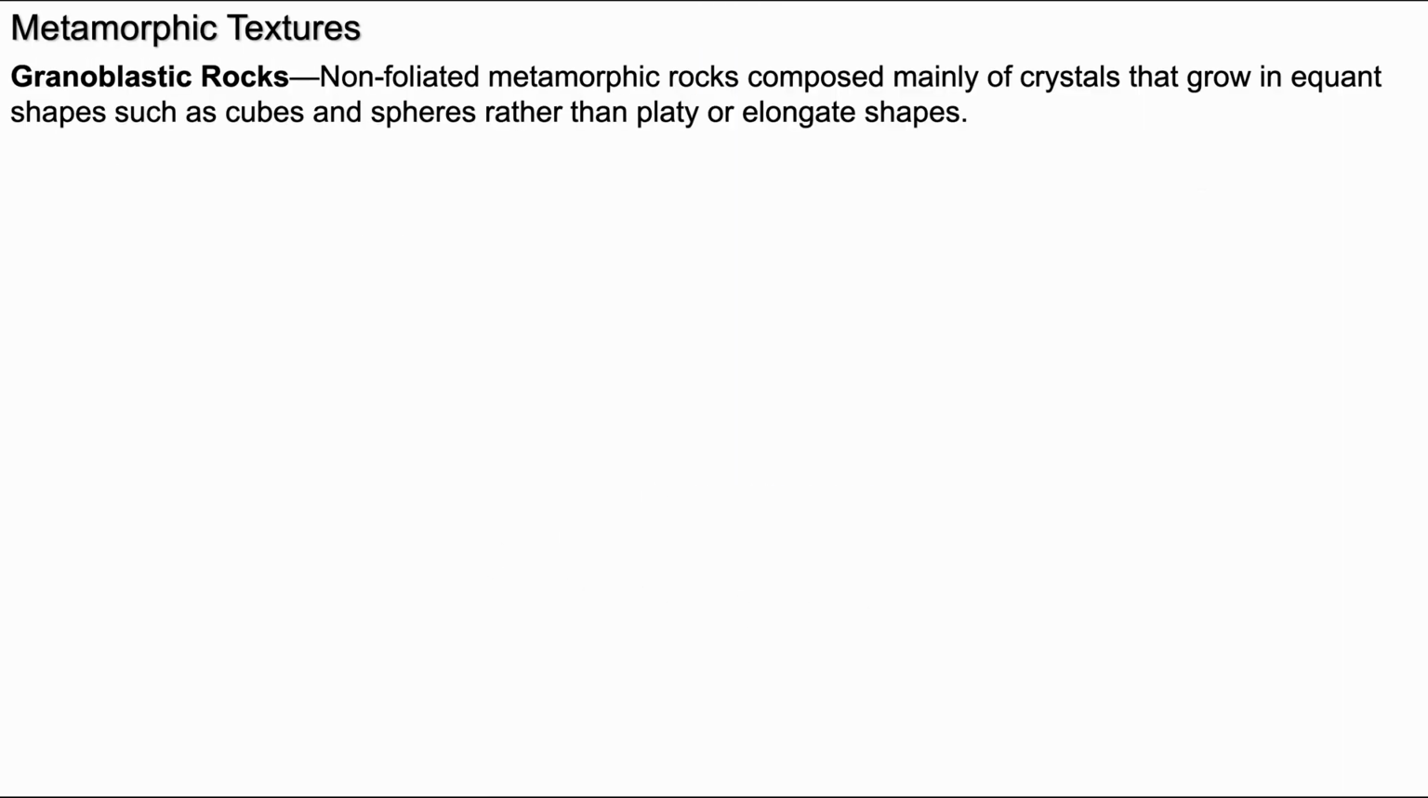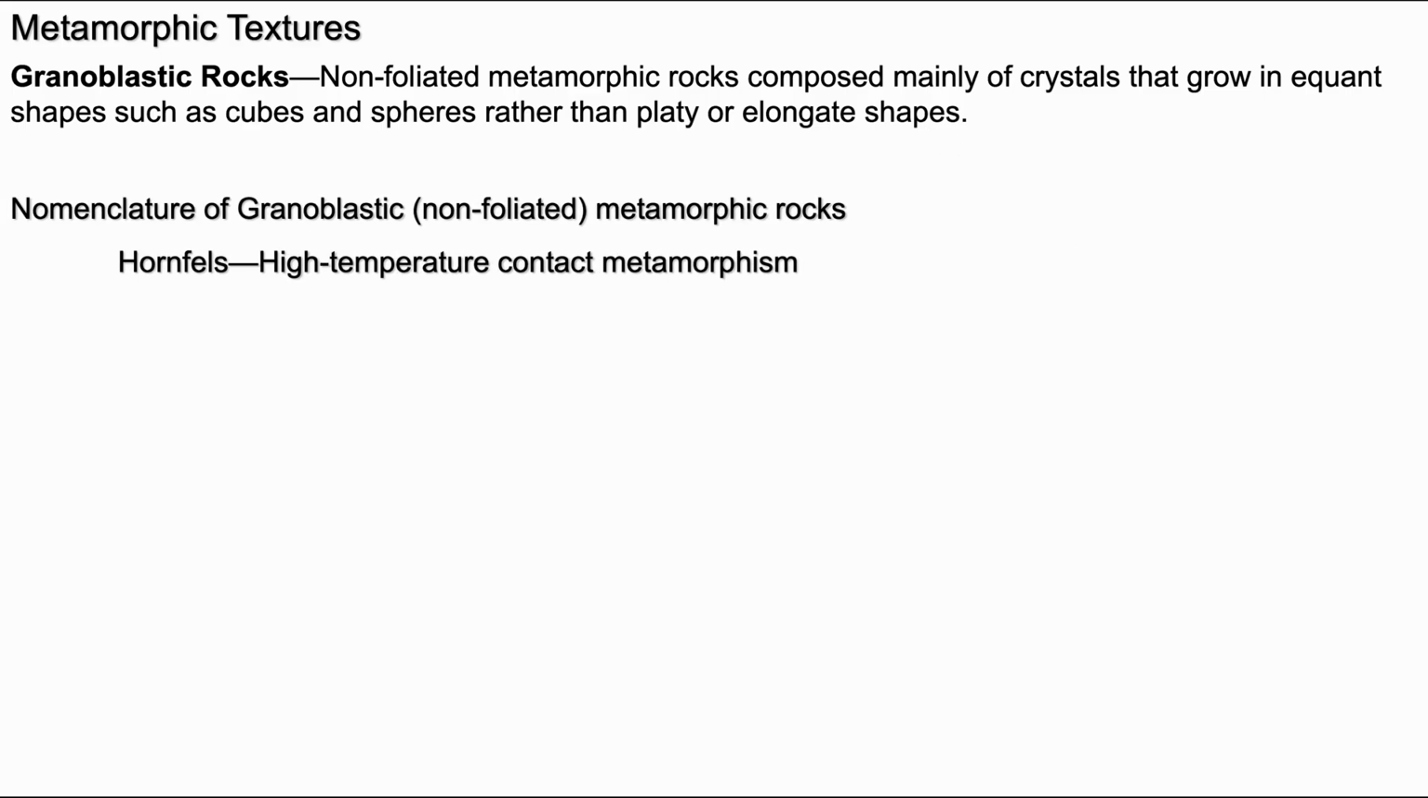Alternatively, non-foliated rocks are known as granoblastic rocks. These are the non-foliated metamorphic rocks composed mainly of crystals that grow in equant shapes such as cubes and spheres rather than platy or elongate shapes. The nomenclature of granoblastic rocks includes hornfels. High temperature contact metamorphism generates a hornfels, named for its toughness, the difficulty in breaking it.